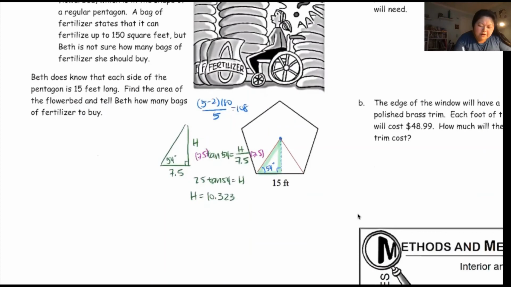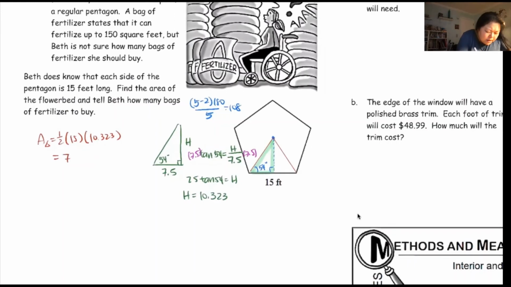And now I can figure out the little triangle, right? So area of the triangle is 1/2. Base is 15. My height is 10.323. Oh, sorry, one more time. So 1/2 times 15 times 10.323. I get the area of each of those, 77.423. Okay. All right, don't forget your last step to figure out the pentagon.